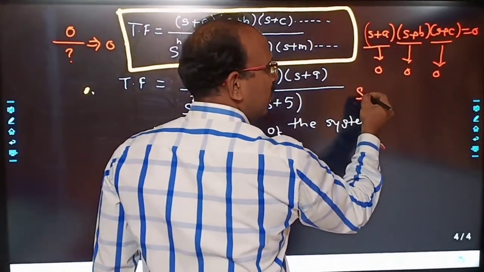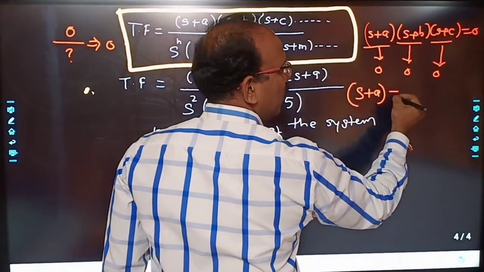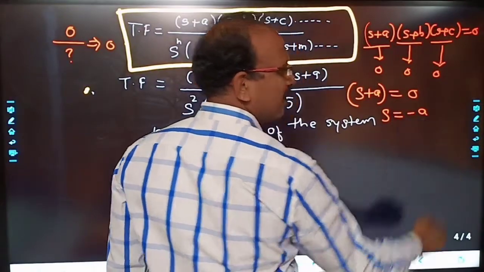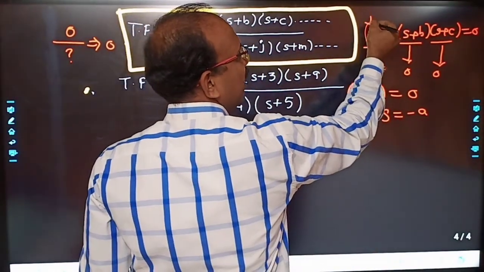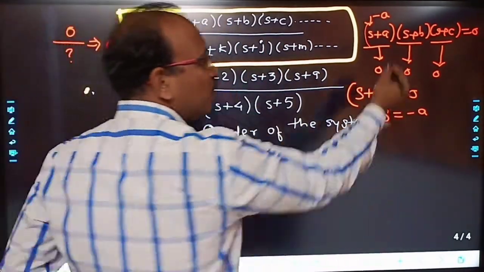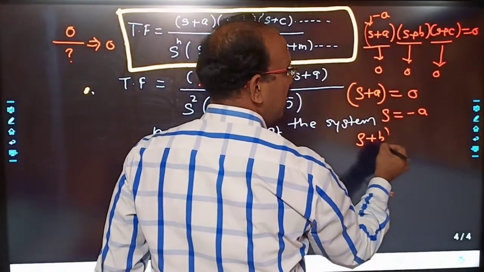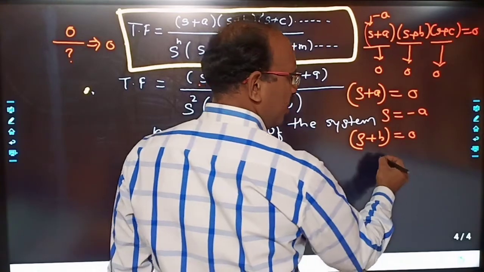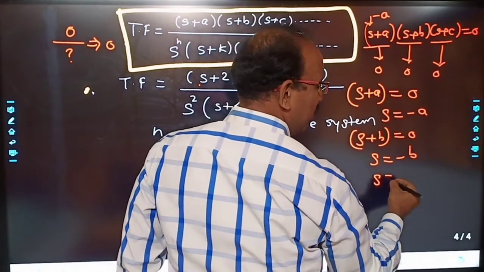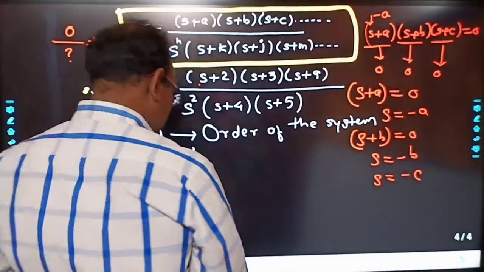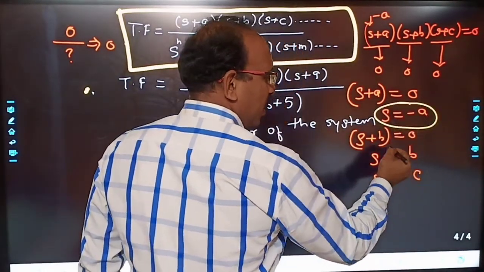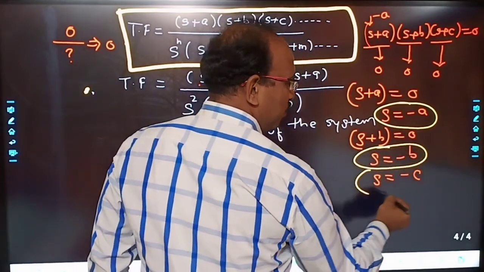Suppose if I consider s plus a, if I make that equal to 0, then what is that s? S equal to minus a. If I substitute s equal to minus a here, then minus a plus a, what? 0. 0 and anything there. Here also if I make s plus b equals to 0, now what is that s? S equal to minus b. Okay. Here if I substitute, what is that? S equal to minus c. So there are 3 parameters like s equal to minus a, s equal to minus b and s equal to minus c.